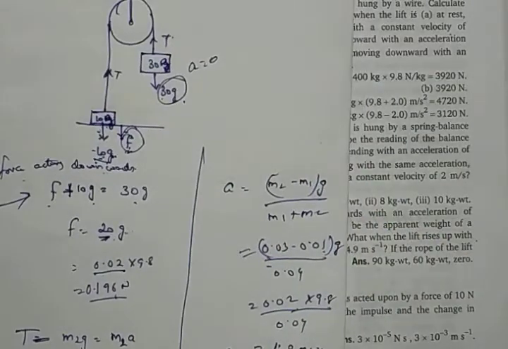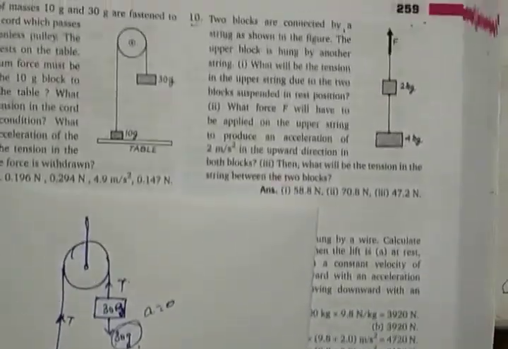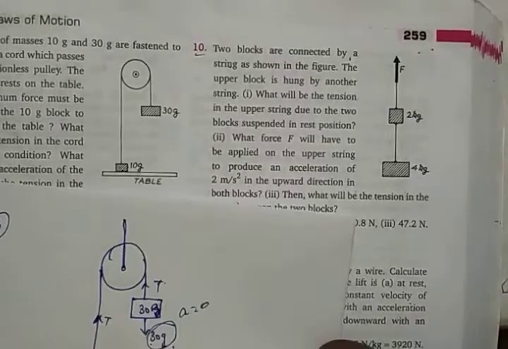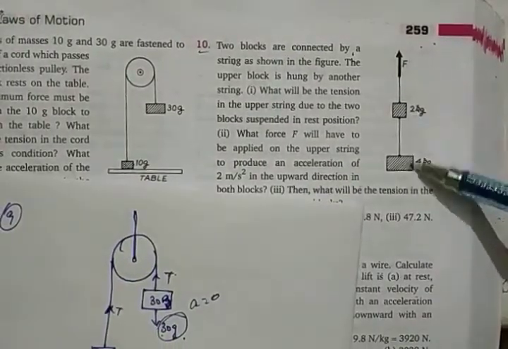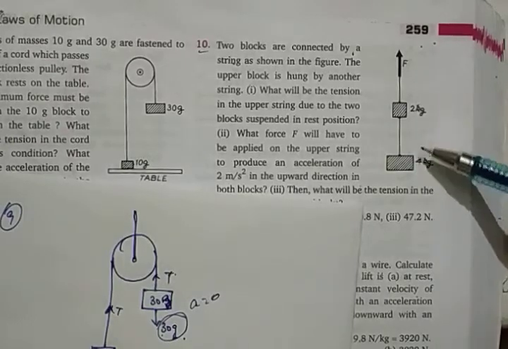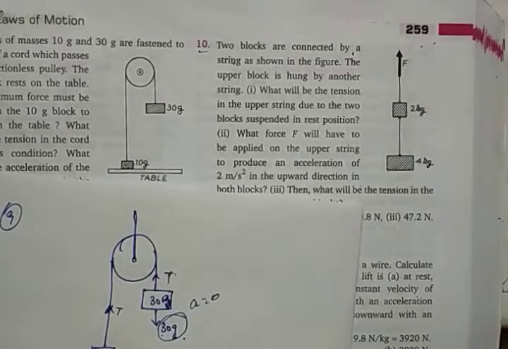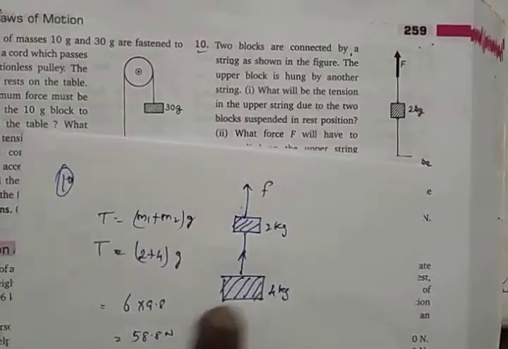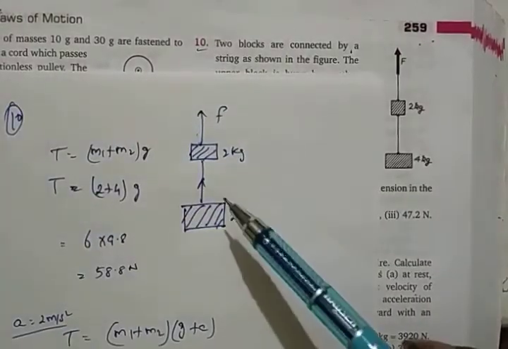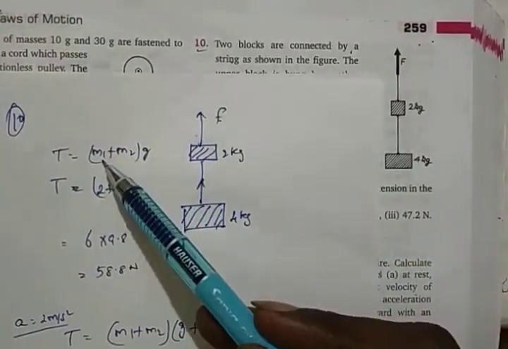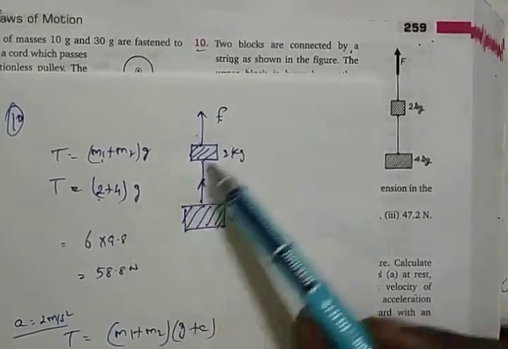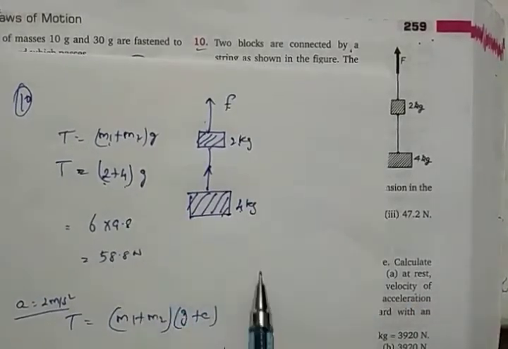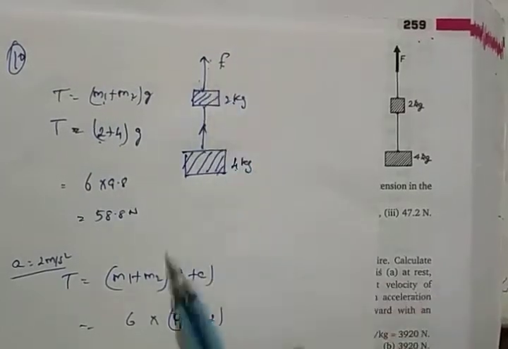Right, we'll go to the last question here. The last question is quite simple. You have 2 blocks hanging one below another, 2 kg and 4 kg. What will be the tension here? It is quite simple. The tension will be equal to the force, which is m1 plus m2 times g. So 2 plus 4, it is going to be 58.8 newtons. That is going to be the tension here.